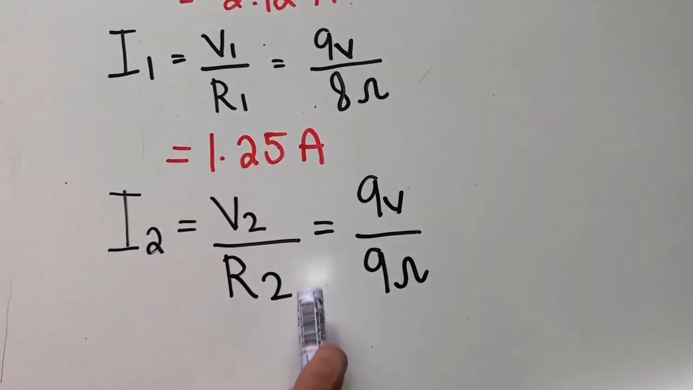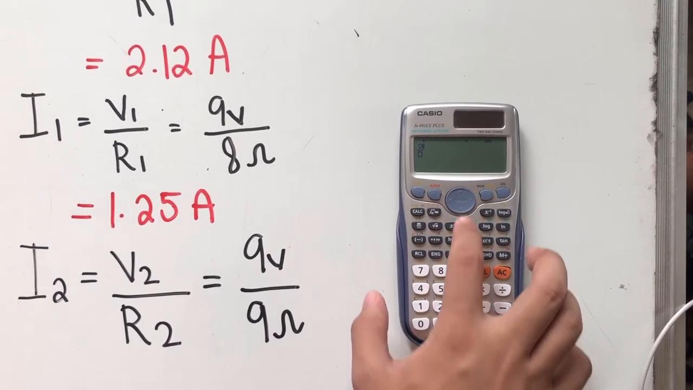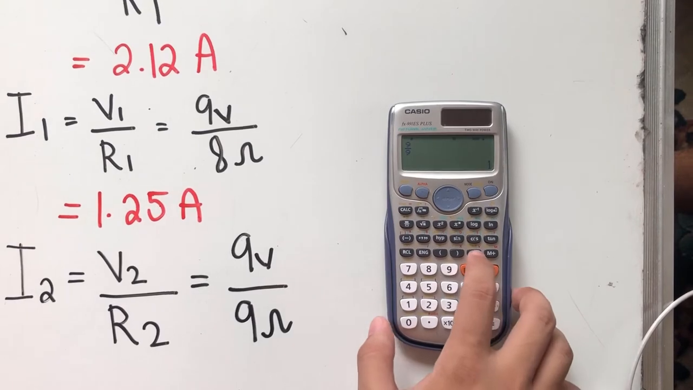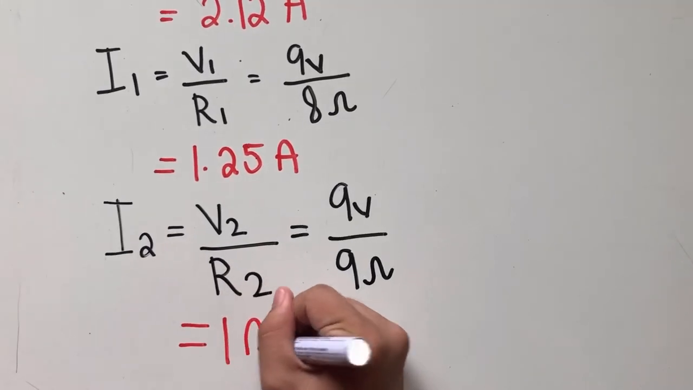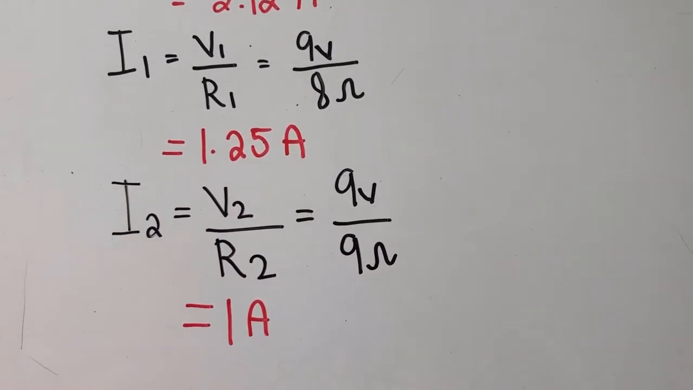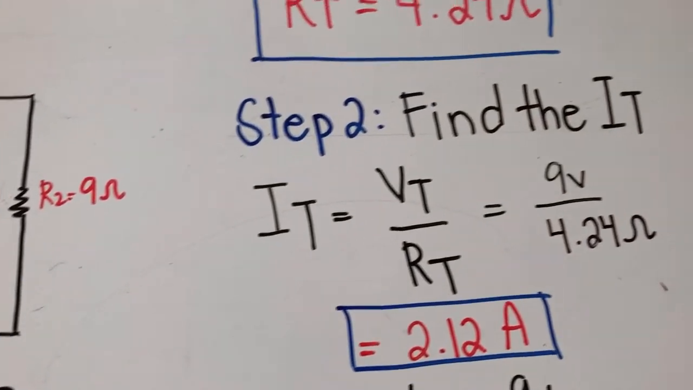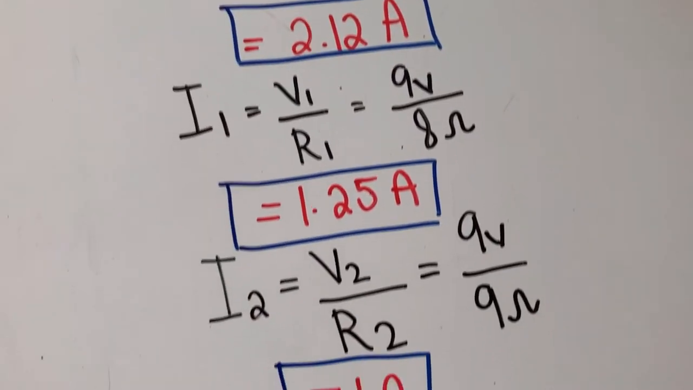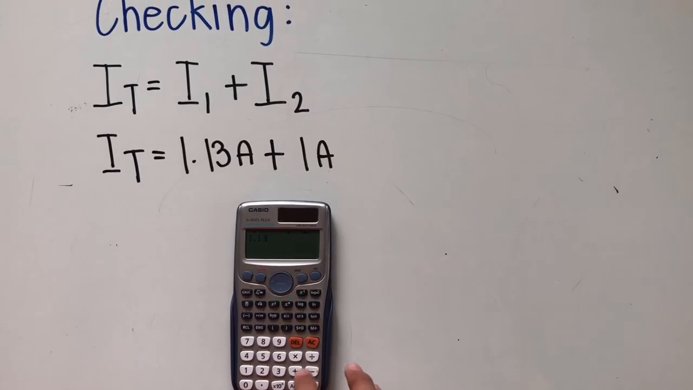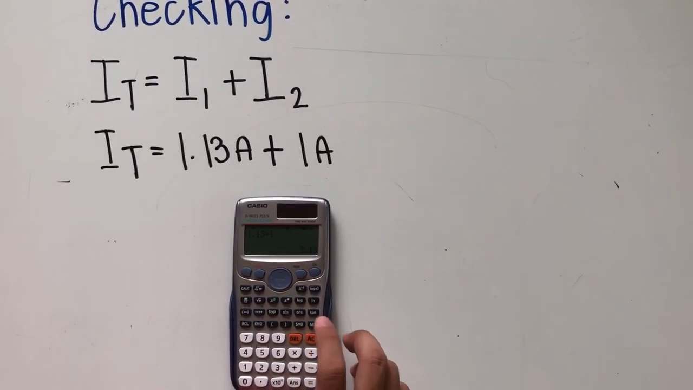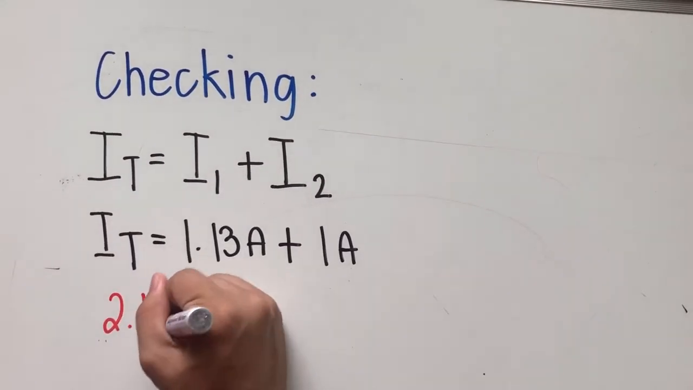After getting I1, you're going to get I2, and here's the given formula, and use a calculator to get the answer. And the answer of your I2 is 1 ampere. Next, to know if the answer is correct, we are going to do the checking. We are going to add the I1 and I2. And if the sum of I1 and I2 is the same as the value of IT, that's correct.